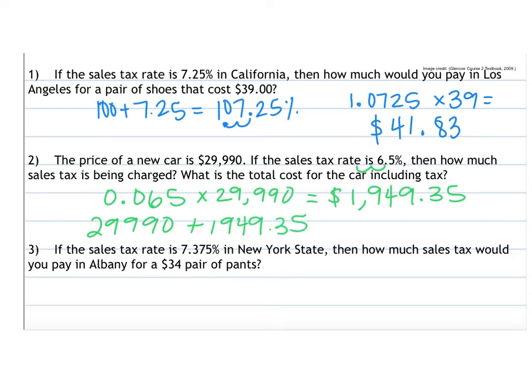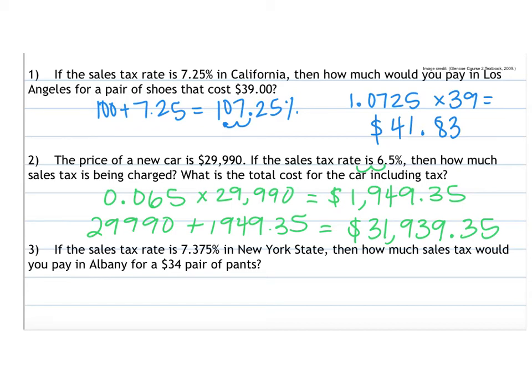$29,990 plus $1,949.35, and the car is now going to cost $31,939.35. Okay, next one, New York has a 7.375% sales tax. How much sales tax would you pay in Albany for a $34 pair of jeans?